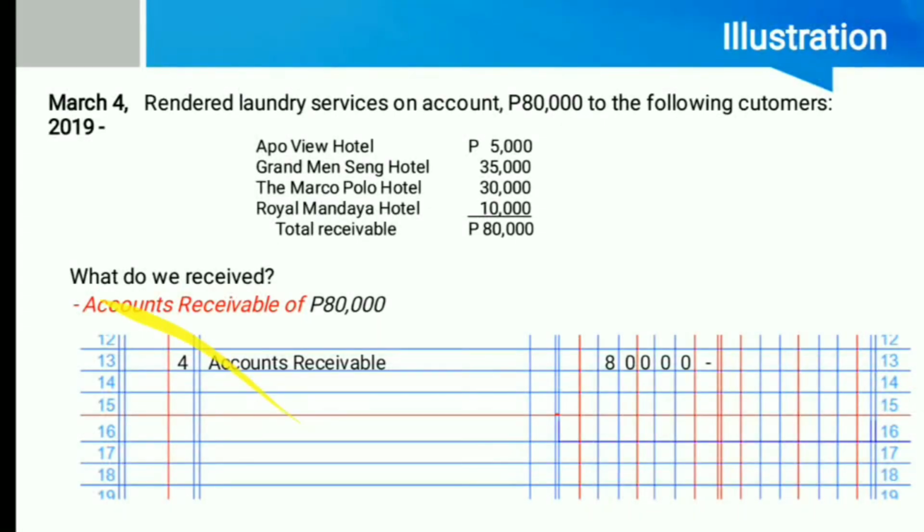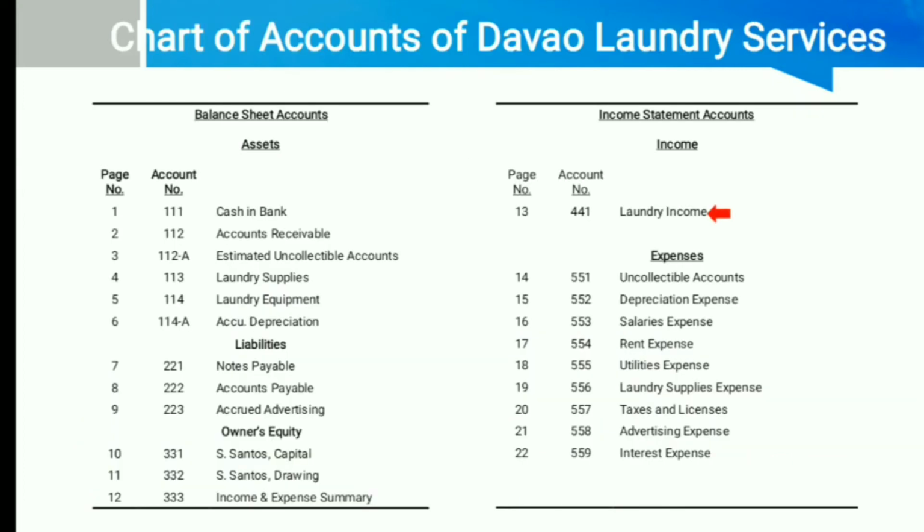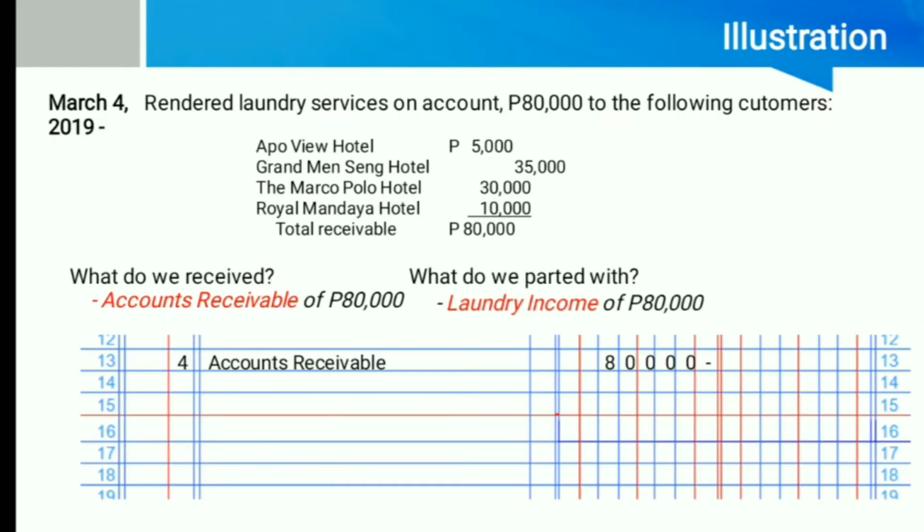Next, what do we part with in order to get the accounts receivable of 80,000 pesos? So it's the services rendered that is also worth 80,000 pesos. So on the part of Davao Laundry Services, it's an income. So the appropriate account title to be used would be laundry income. So our credit entry is laundry income of 80,000 pesos.